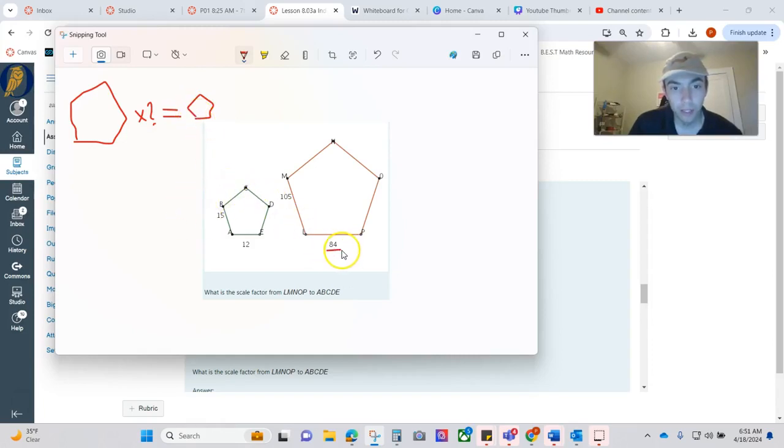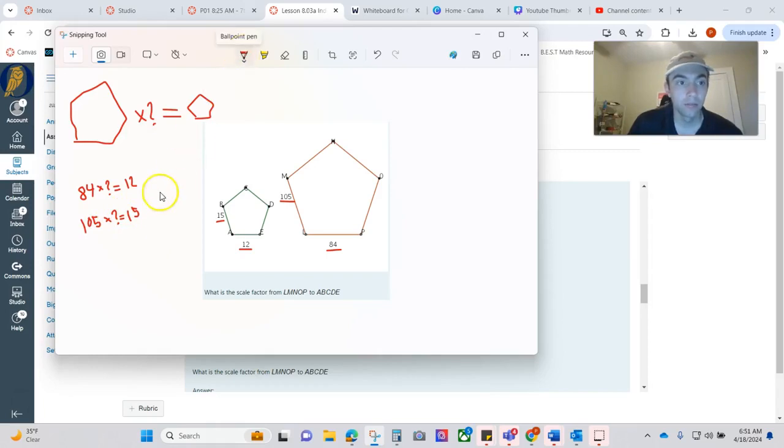Or what do I times 84 by to get it to be 12? 84 times what equals 12? Or what do I times 105 by to get it to be 15? Notice I'm using similar sides right here. Both the bottom sides are in the same sentence, and both of these diagonal sides are in the same math sentence. Equals 15.